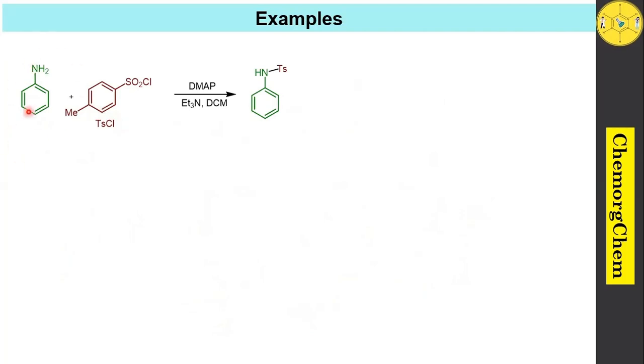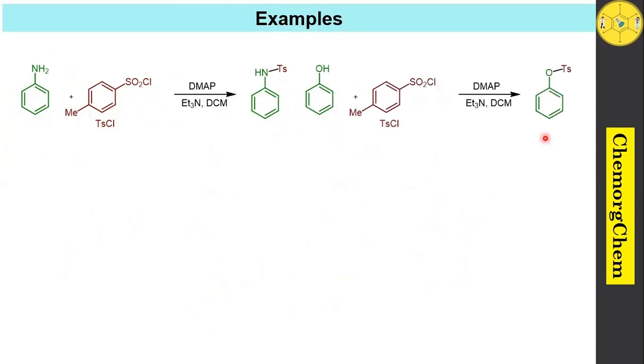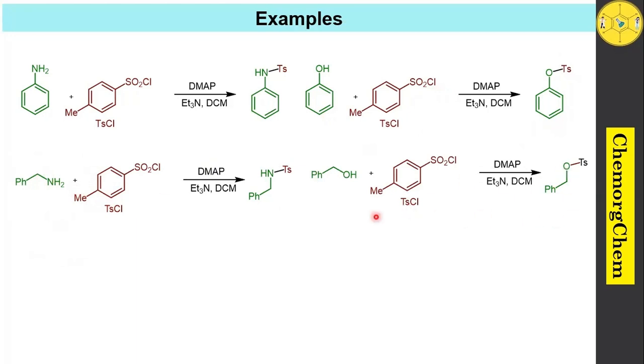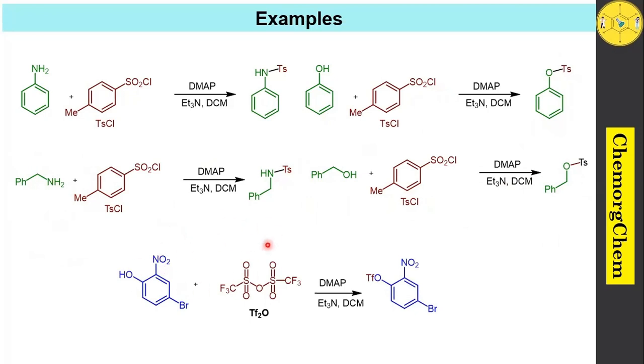So let's see some of the examples. Here you see, when you take aniline with para-toluenesulfonyl chloride in the presence of DMAP and triethylamine, it readily produces the corresponding tosylated product. And similarly, when you take phenol, that also readily produces the corresponding tosylated phenol derivative. And when you take benzylamine or benzyl alcohol, it readily produces the corresponding tosylated amine as well as tosylated alcohol product. So this is another example. Instead of using alkyl or aryl sulfonyl chloride, when you take triflic anhydride, this one also readily produces the corresponding triflated product.